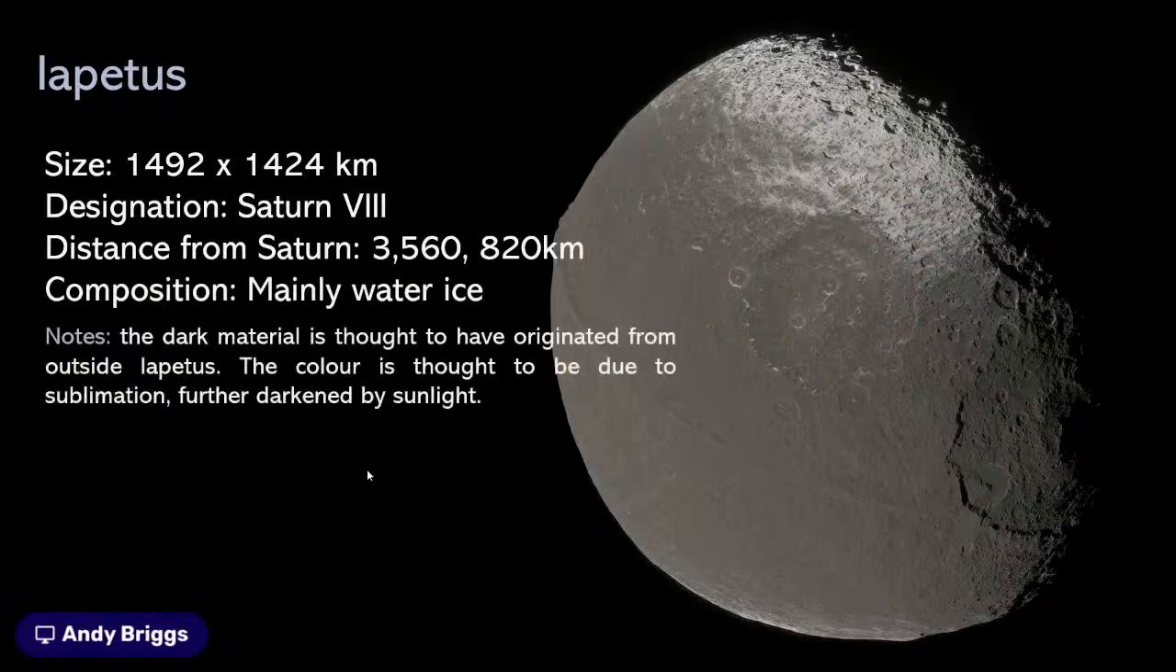And that dark material is thought to have originated from outside Iapetus, perhaps from other moons. And the dark color is thought to be due to sublimation, which is a process where a solid turns straight into gas with no liquid phase. And that material is then further darkened by the action of sunlight. And it's not quite clear yet, I don't think, although I'm sure Lou or Bernard will correct me. I don't think there's any convincing explanation yet for why only one hemisphere is that dark color and the other hemisphere is covered in ice, which is why it's so bright.